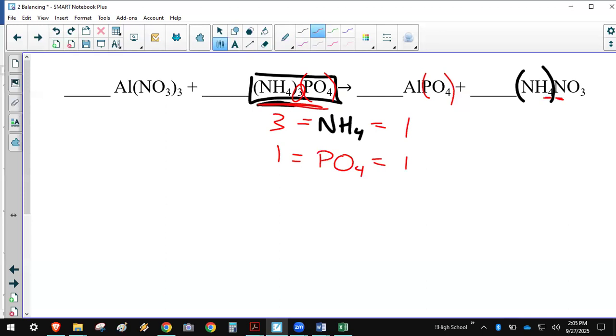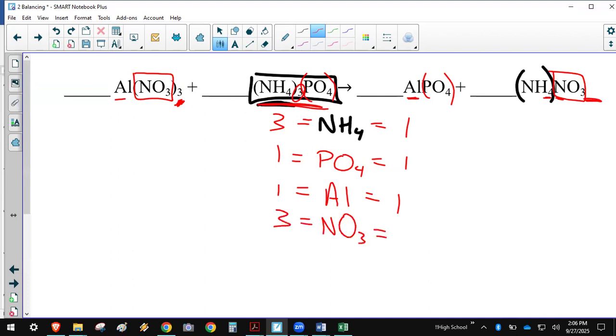Then you move to the second compound on the left-hand side that you haven't touched yet. And so we have aluminum, only 1 aluminum. And on the right-hand side, there's only 1 aluminum because there's no number next to each of those aluminums. And the last compound is the polyatomic ion nitrate, which stays as nitrate on both sides. The left-hand side has 3 individual nitrates. The right-hand side has no parentheses and therefore no numbers after that 3 for the NO3. And so the nitrate remains as nitrate. 3 on the left, 1 on the right.